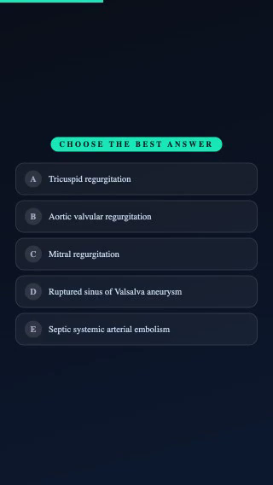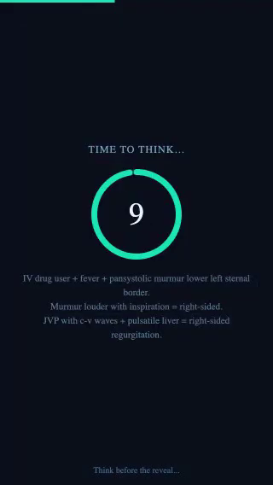Take 10 seconds. Intravenous drug user with fever. Think infective endocarditis. The murmur is pansystolic at the lower left sternal border and gets louder with inspiration. Large CV waves on jugular venous pulse and a pulsatile liver. All signs point to the right side of the heart. Which valve?